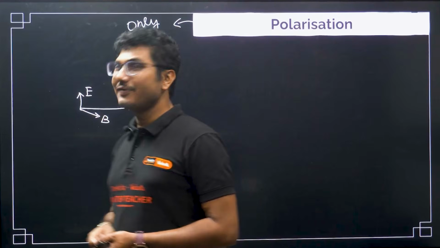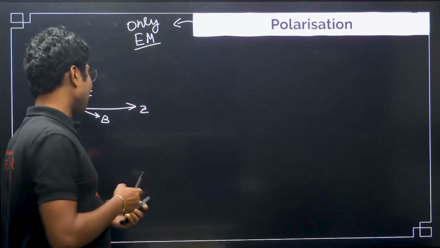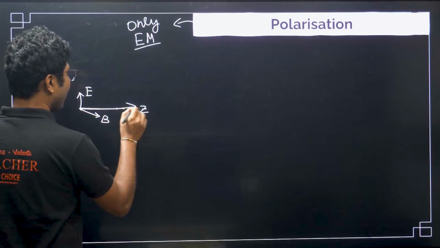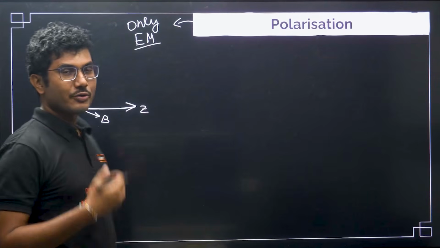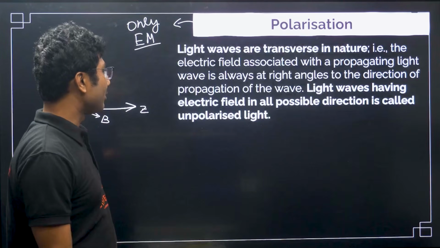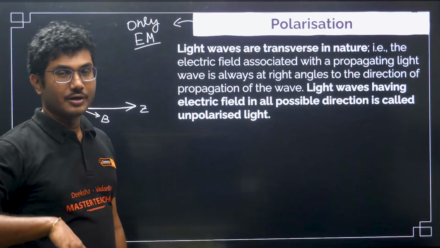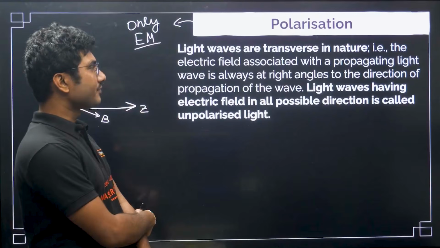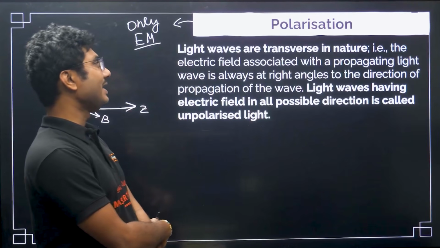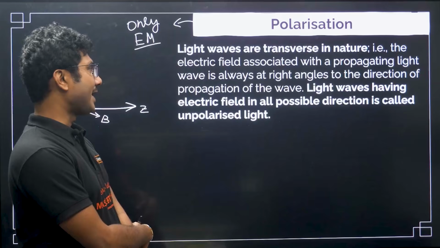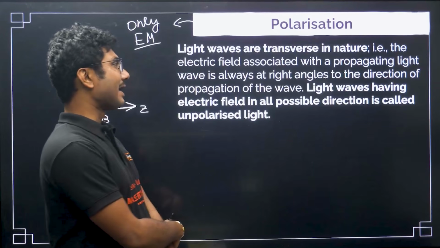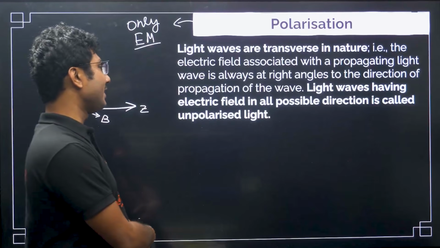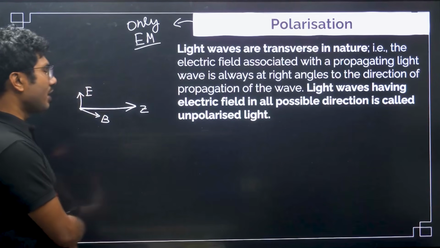So, electric field and magnetic field both are varying with time, and that actually produces electromagnetic wave. Similarly, light also has this property, and it is also produced by varying electric and magnetic fields. Light waves are transverse in nature, that is, the electric field associated with propagation of light wave is always at right angles to the direction of the propagation of the wave. Light waves having electric field in all possible directions is called unpolarized light.